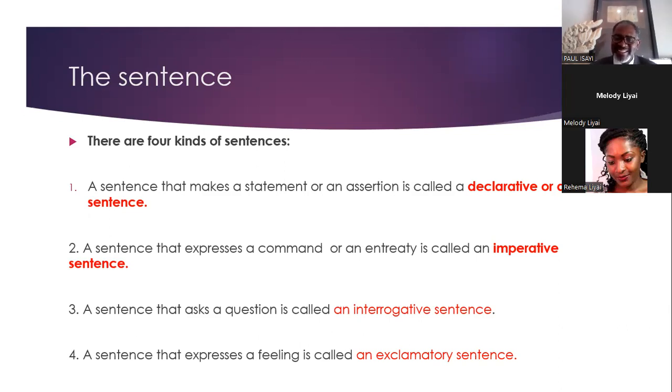A sentence that expresses feelings is called an exclamatory sentence. Who can give us an example of an exclamatory sentence? What a miracle. Oh my God. Nancy is saying, ouch. Okay. What a miracle. Okay. Yeah, those are exclamatory sentences. So we have the 4 types: declarative, imperative, interrogative, and exclamatory.